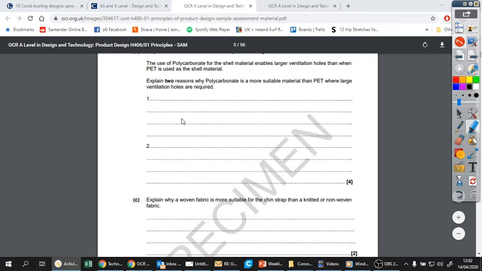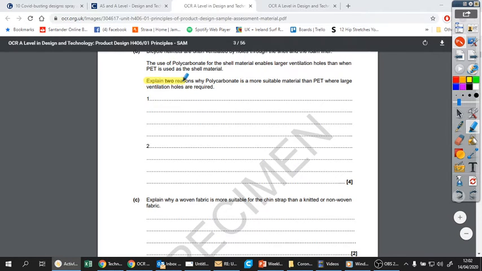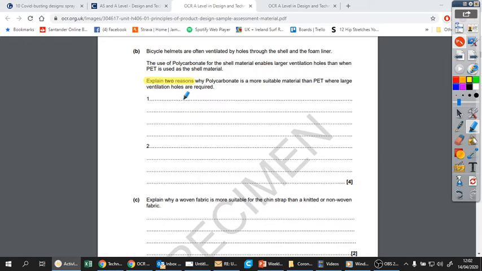But again, the question says explain. If you haven't explained, so if you just put it's tough, so it'll take knocks, and you haven't explained why, you're not going to get the marks. Okay, now always make sure you incorporate the question into the answer.